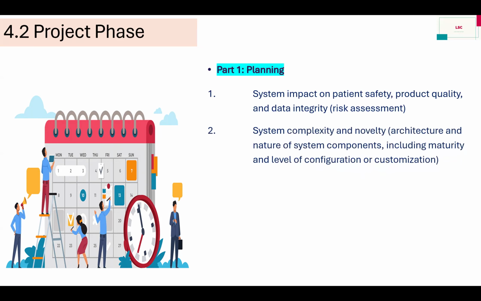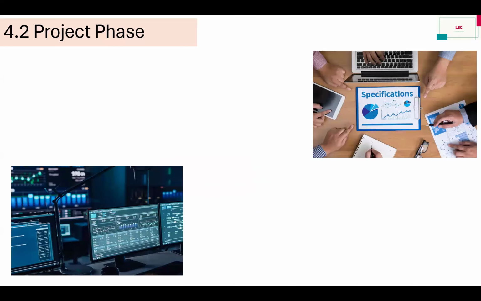Then how complex is your system? We have to state our system complexity and novelty. What is novelty? Novelty is the architectural nature of the system components, including maturity and the level of configuration or customization. So this comes in your planning part. Then, how we assess the capability of the supplier is the outcome of the supplier assessment. This comes in the third part, known as the outcome of the supplier assessment.